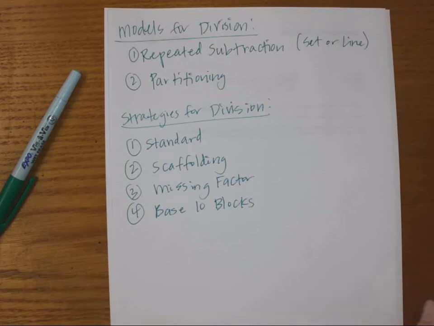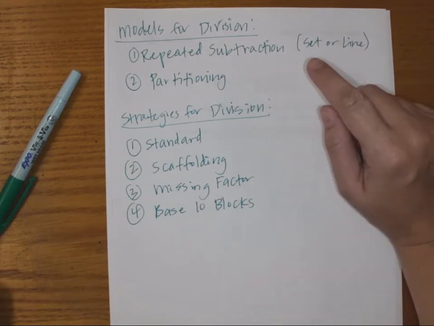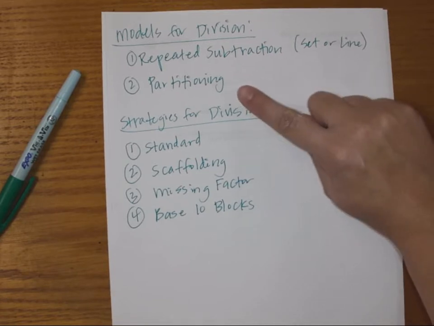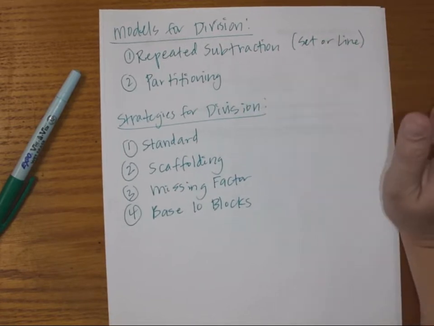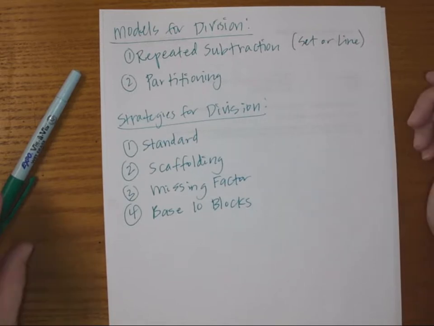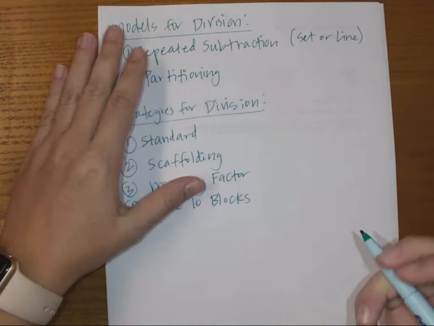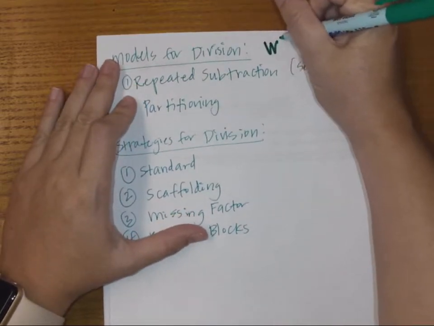In the last video, we talked about the models for division. We talked about there's the repeated subtraction model or the partitioning model. So two different ways you think about how to divide something, or like the model for division. Models answer the question of why.